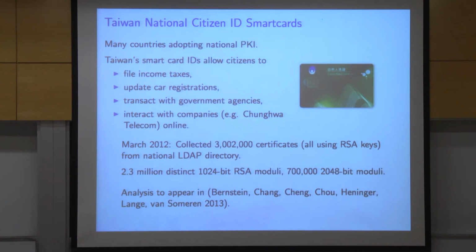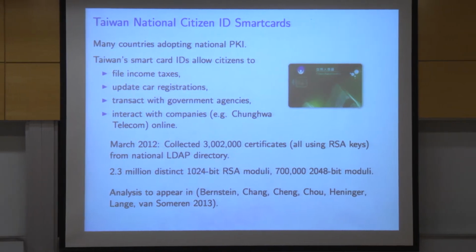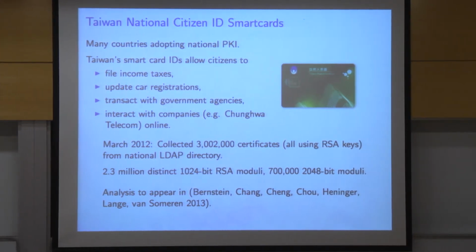So the national public key infrastructure that Taiwan is adopting, Taiwanese citizens can use their smart card IDs to file income taxes online, do things like update their car registrations, do transactions with government agencies, apply for grants, interact with companies all online, so they can use their cards for authentication and also for encryption and to provide legally binding signatures.